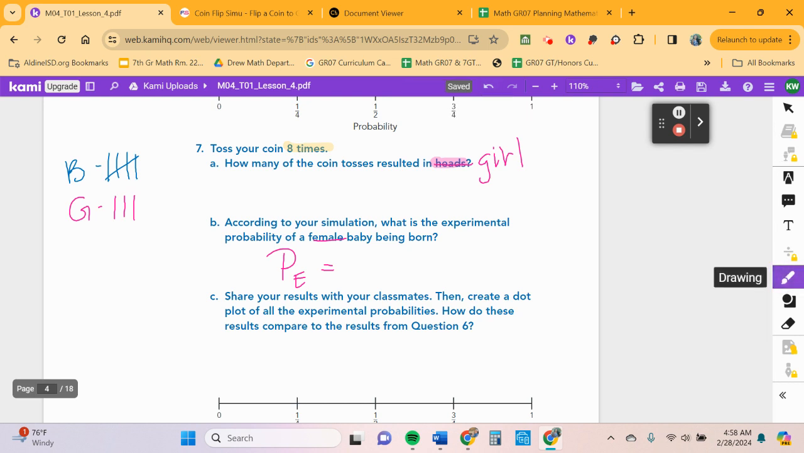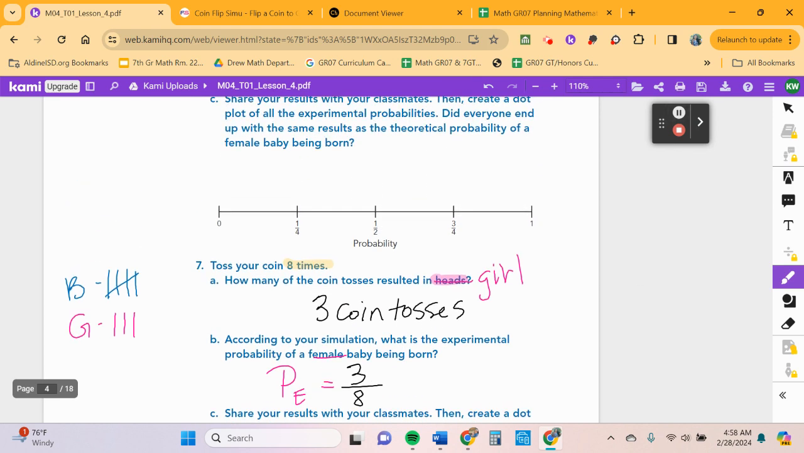How many tosses resulted in girl? So 3 coin tosses resulted in girl. And so then our experimental probability would be 3 out of 8, which was our total coin toss count.